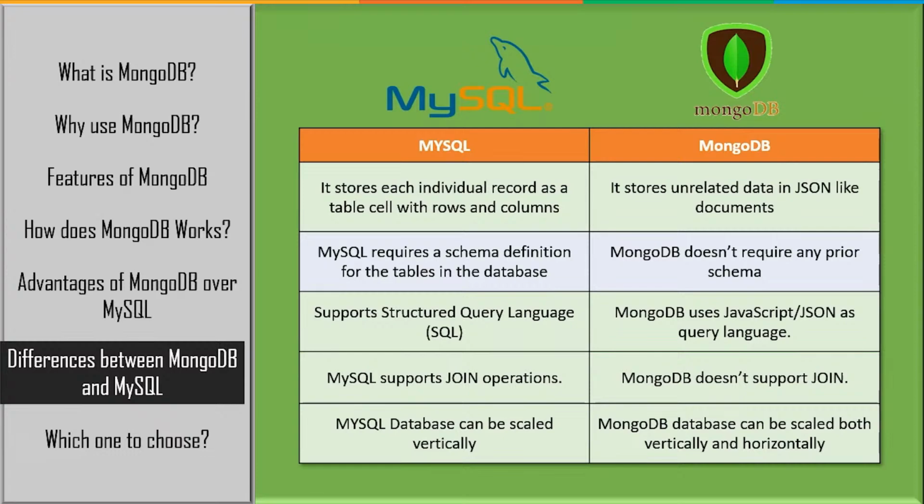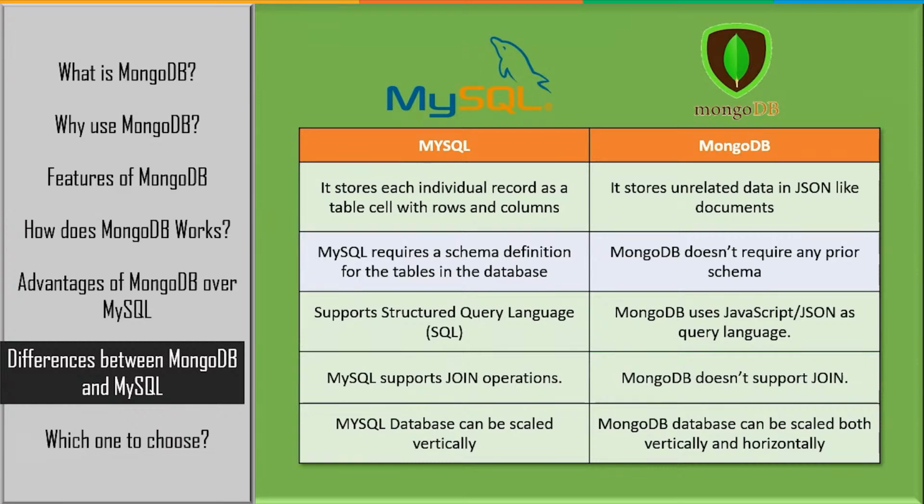Now, MySQL requires a schema definition for the tables in the database. So as we discussed earlier, before creating a table, you need to specify the structure or the schema, that is the attributes and the values that have to be present in it. Whereas MongoDB doesn't require any prior schema. MySQL supports structured query language, which is SQL, which is used to access and manipulate the data in the database. MongoDB uses JavaScript or JSON as a query language.